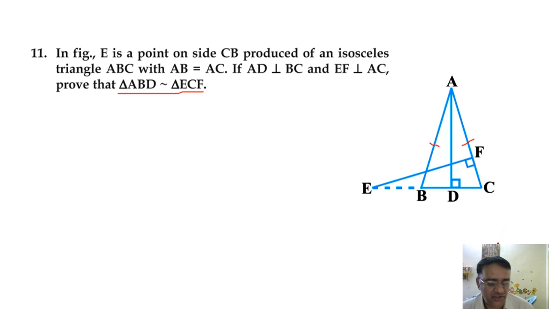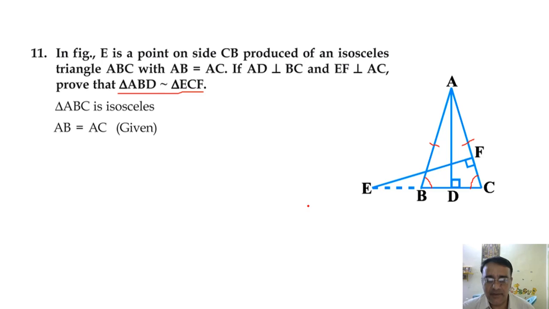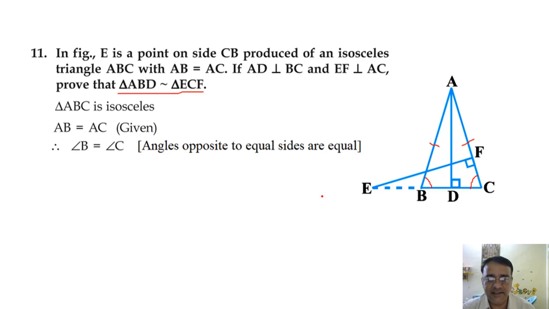Okay, so we'll start with the first, that if AB is equal to AC, then angle B is equal to angle C. Why? Angles opposite to equal sides are equal. Very good. Angles opposite to equal sides are equal, right? So triangle ABC is an isosceles triangle. So AB is equal to AC, it is given. So therefore angle B is equal to angle C. Angles opposite to equal sides are equal.